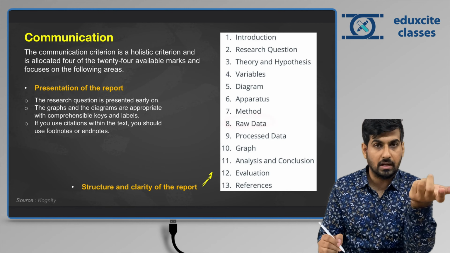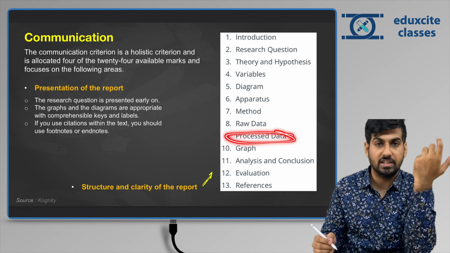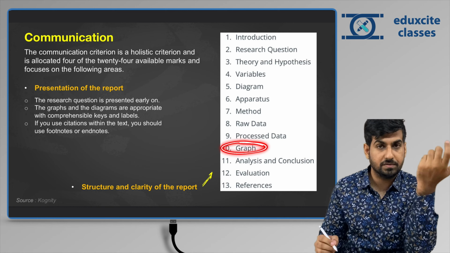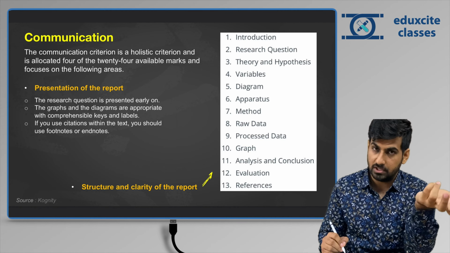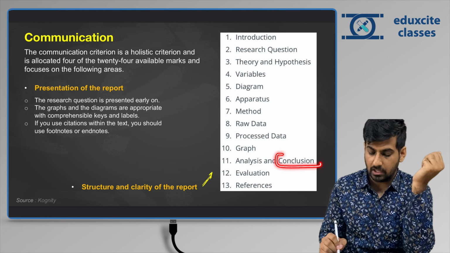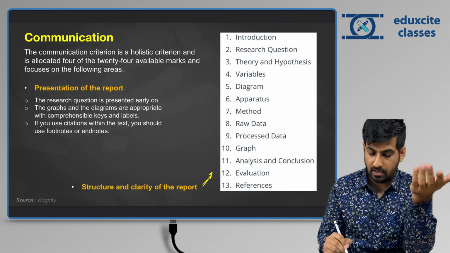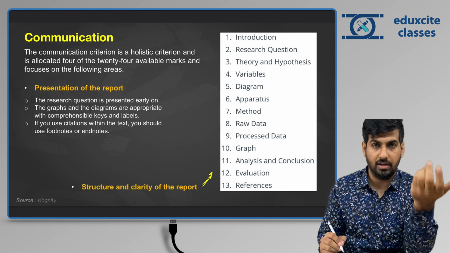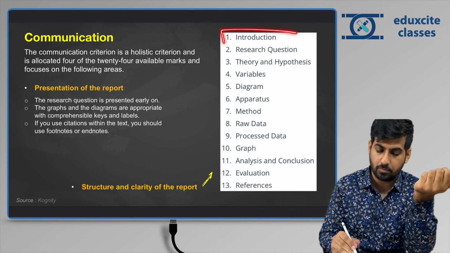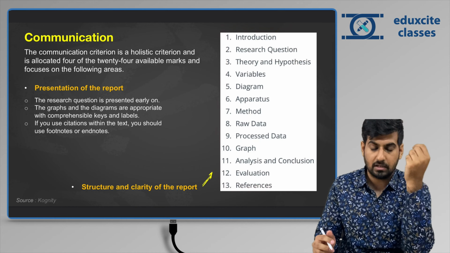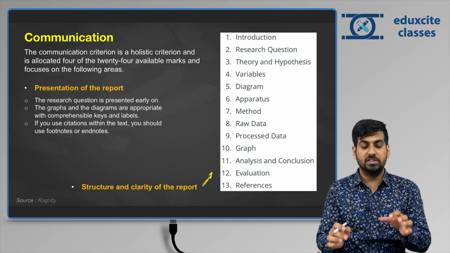The raw data collection, the raw data table, the processed data table, then the graphs that you are plotting, analysis of the graphs, calculation of your uncertainties, conclusion and evaluation, the strengths, weaknesses and all those things, and lastly, the references. So this is the proper structure and clarity of your report, which comes under the category of communication.